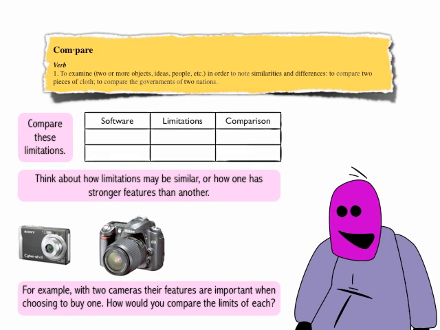Okay, keeping compare in mind, I'm even suggesting how you might want to lay this out. You might want to create a table with software, the limitations, and then a comparison column, and then repeat the cycle for hardware. So the same example I've used here would be digital cameras. What are the features of them and how could you compare how they are limited?